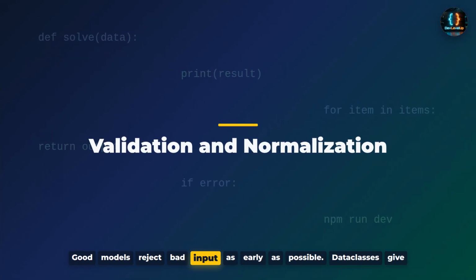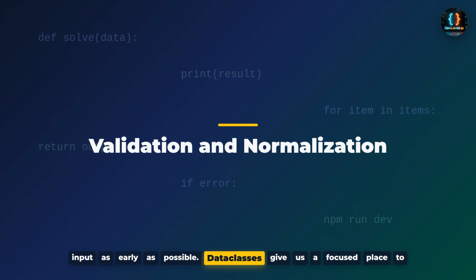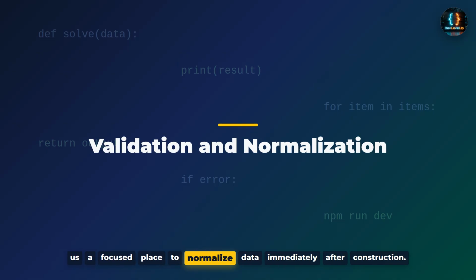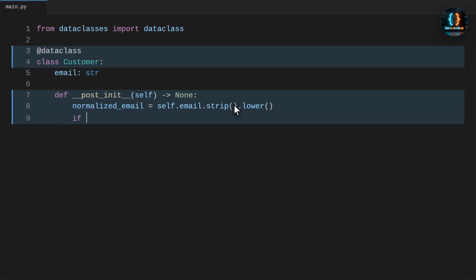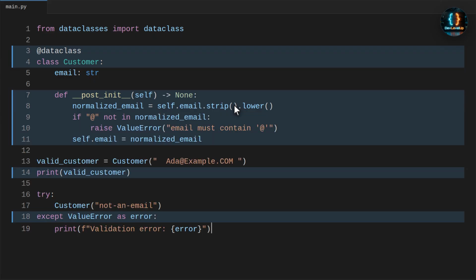Good models reject bad input as early as possible. Data classes give us a focused place to normalize data immediately after construction. Form input is messy, and an email address should not spread through the system with extra spaces or inconsistent casing. Let's normalize the value inside post init and reject values that do not contain an @ sign.